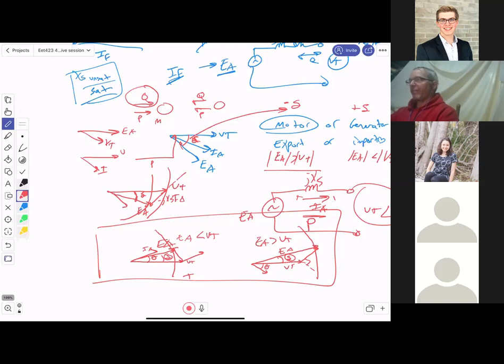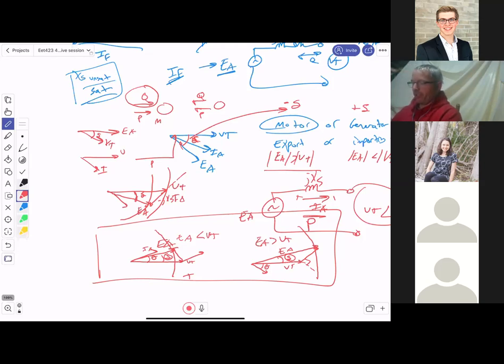Why do you say it's a generator? Never mind. I was looking at it backwards. My bad. If you use VT as 0, then EA is a positive angle from it. It doesn't matter whether it's 0 degrees or minus 20 degrees or whatever. As long as the angle of EA is greater than the angle of VT, you're going to have a generator.